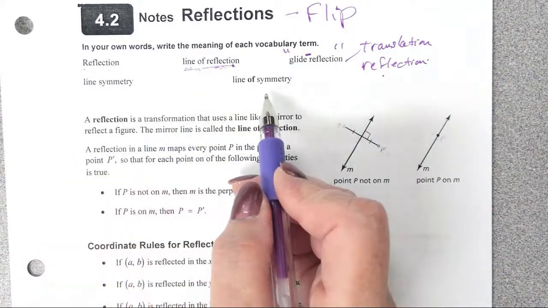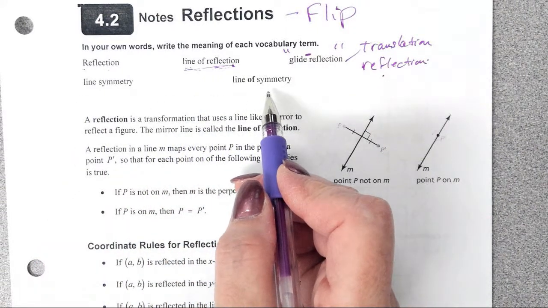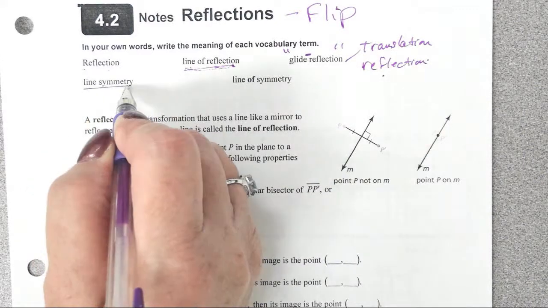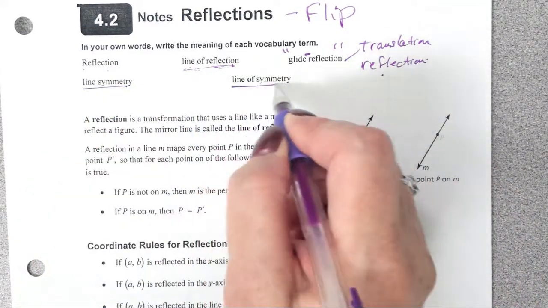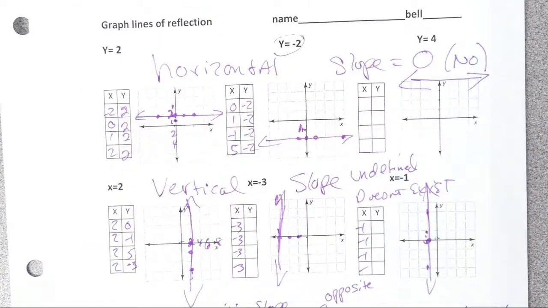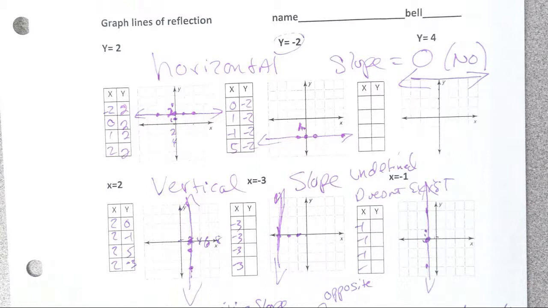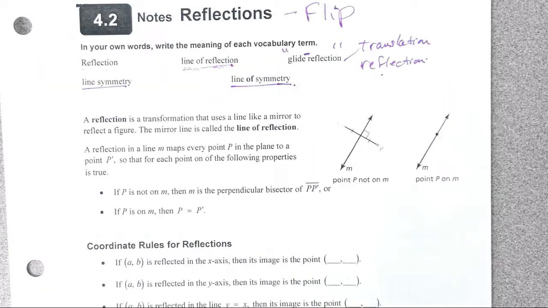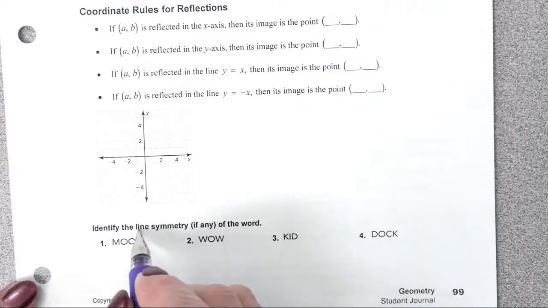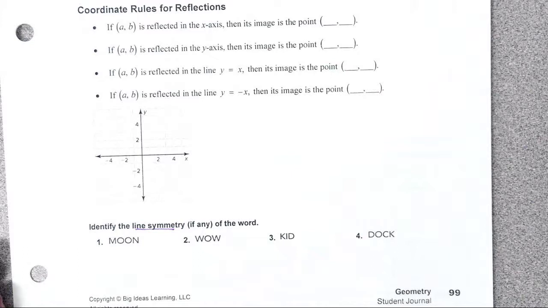Then this is just technicalities, but I wanted to point it out. There is a difference between asking about line symmetry and talking about the line of symmetry. The line of symmetry, again, is the line that you're flipping something over. That's the line you're using. But line symmetry is just a question about a thing. For instance, down here at the bottom, they're going to ask us if these things have line symmetry. In other words, is there a line that you could fold them on?